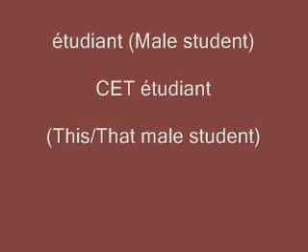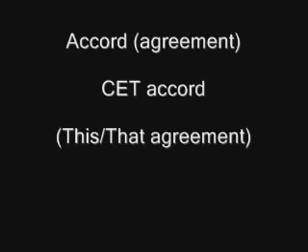Étudiant, male student. You will say cet étudiant, which means this or that male student. Or the word accord, an agreement. You will say cet accord, okay? So if the word that you wish to indicate starts with a vowel or a silent H, is masculine and singular, you use C-E-T, cet. Okay. Now, what if the noun is feminine and singular?